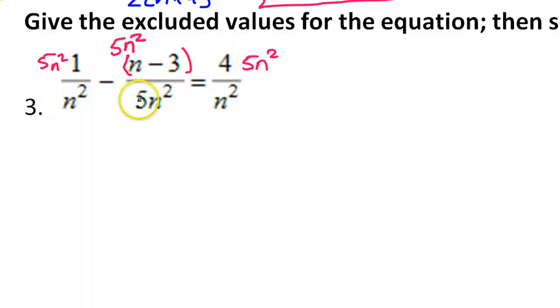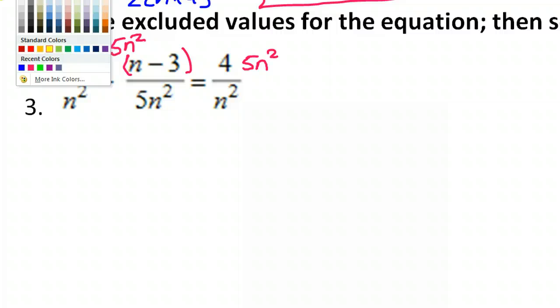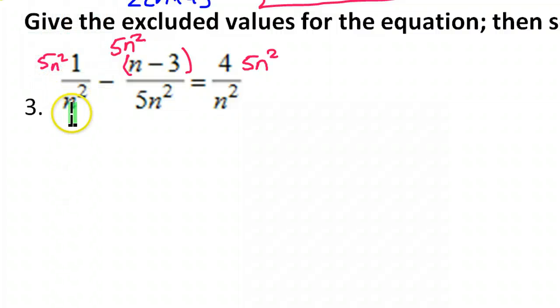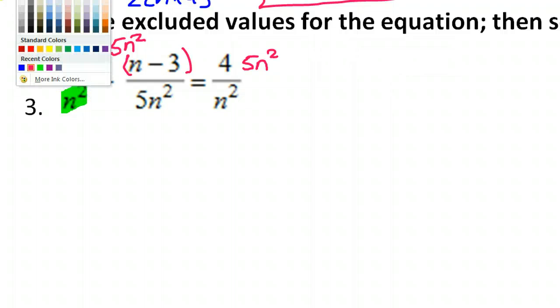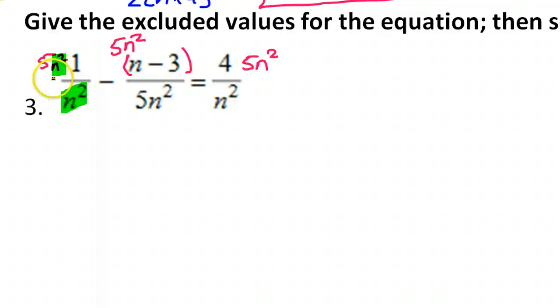5n squared. So everything's getting multiplied by 5n squared. Now everything that I highlight right now is going to be canceling out. So in this first fraction, the n squared cancels out. Okay, so that's going to leave behind the 5. 5 times 1, which of course is just 5. Okay, so the n squareds cancel out.